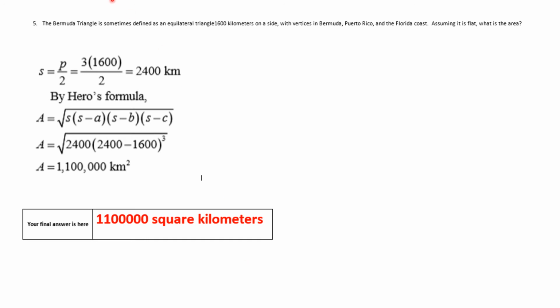The Bermuda Triangle is sometimes defined as an equilateral triangle, 1,600 kilometers on a side. And I tell you where the vertices are. You don't really care much about that. Assuming it is flat, what is the area?